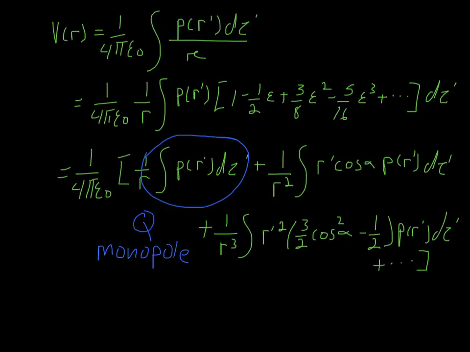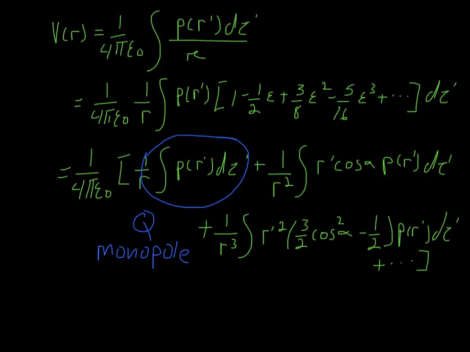This term dominates when the total Q is a non-zero quantity. These terms that we're going to talk about next are negligible. This one goes like 1 over r squared, this one goes like 1 over r cubed, and remember, really far away, so r is really, really big compared to r prime.